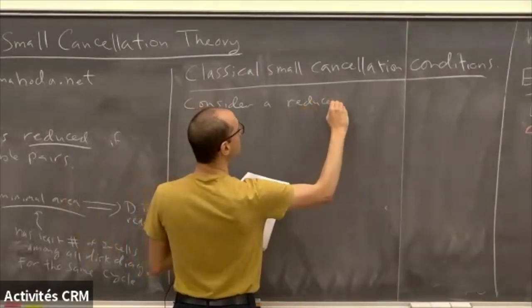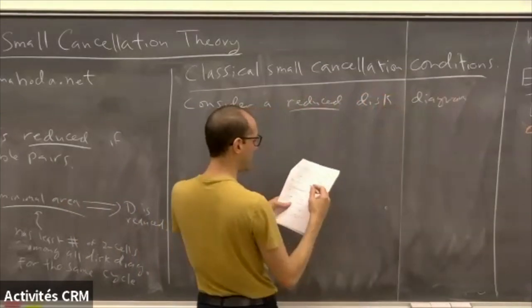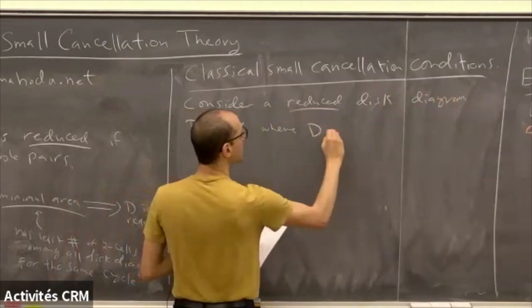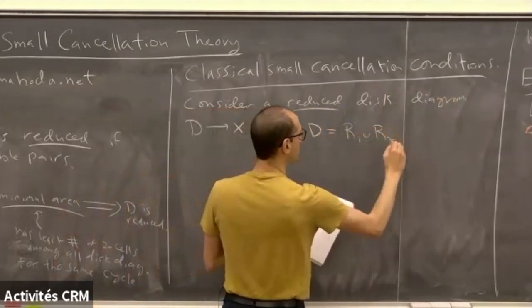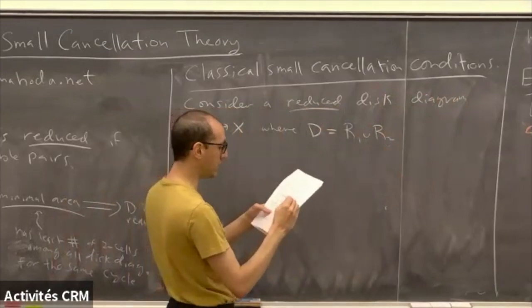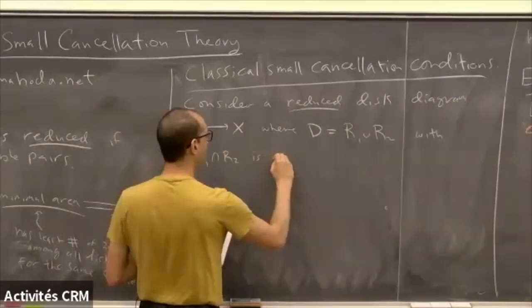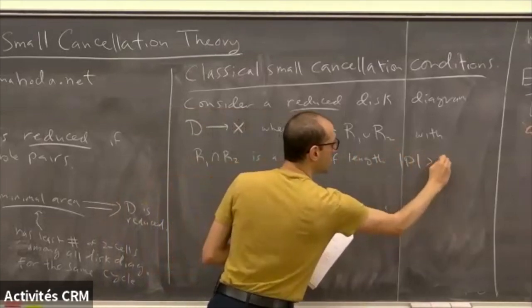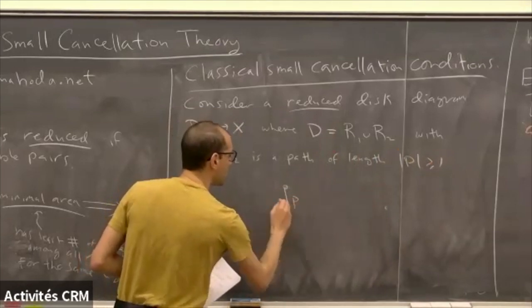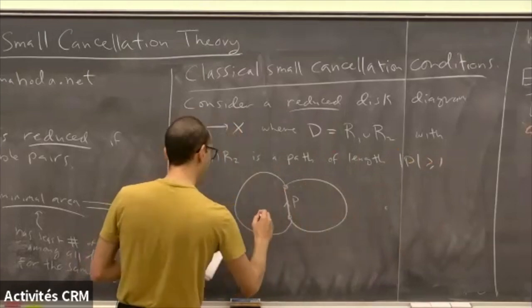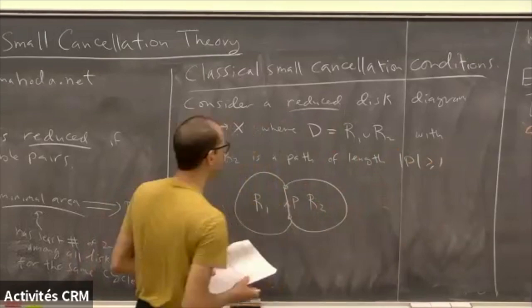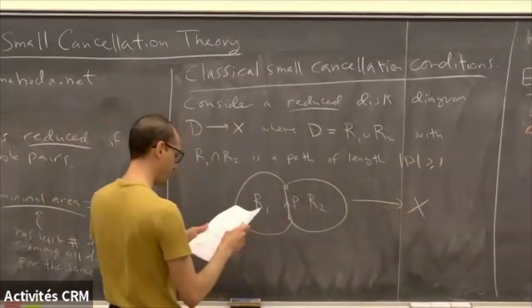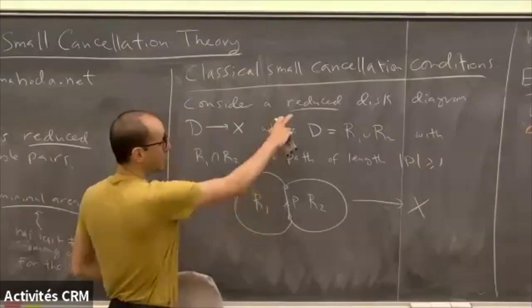Consider a reduced disk diagram D to X, where D is the union of two cells whose intersection is a path of length at least one. So there's our path of length at least one. Here's our two cells. And this is the form of disk diagrams that we're interested in. So consider such a disk diagram that is reduced.